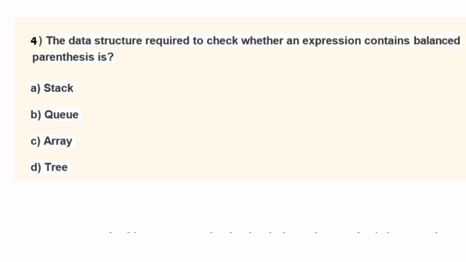Now the next question is, the data structure required to check whether an expression contains balanced parenthesis is stack, queue, array or tree. Checking an expression having balanced parenthesis is a very popular problem in data structures, and for this you only need a stack. So our answer will be stack.